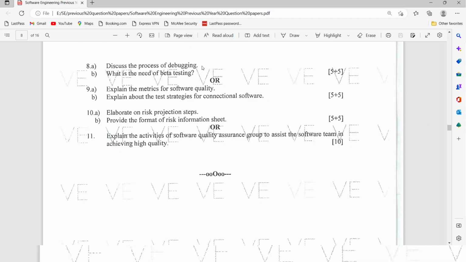See, what is the process of debugging, what is the art of debugging, what is the need for beta testing, and what are the metrics for software quality. Metrics for software quality is also important. And what is the need for test strategies for conventional software. Risk projection steps are very, very important. And the format of the risk information sheet is also important.